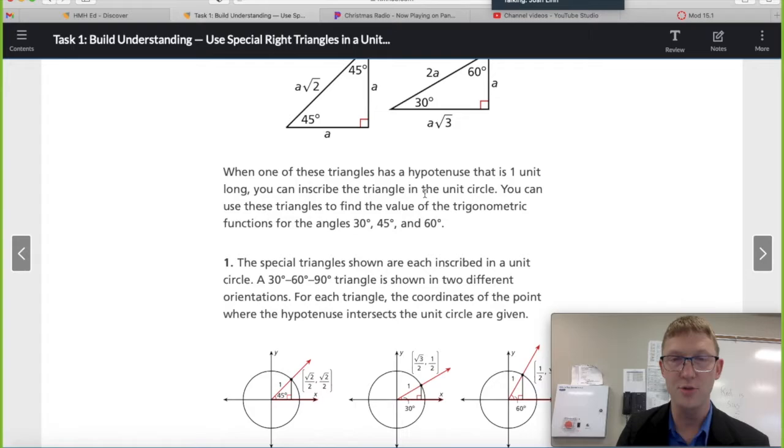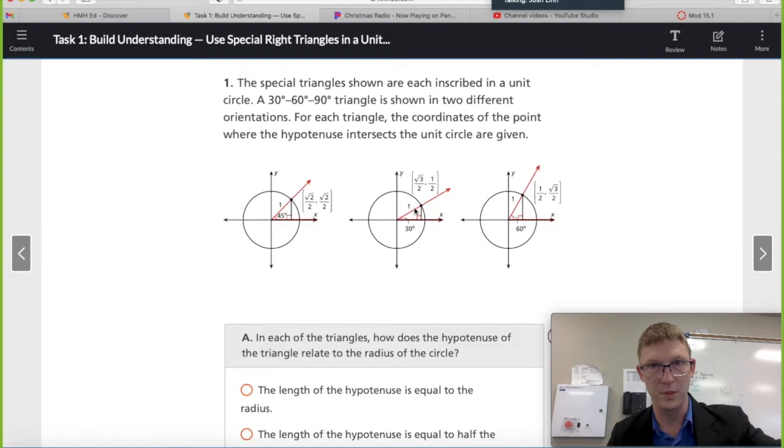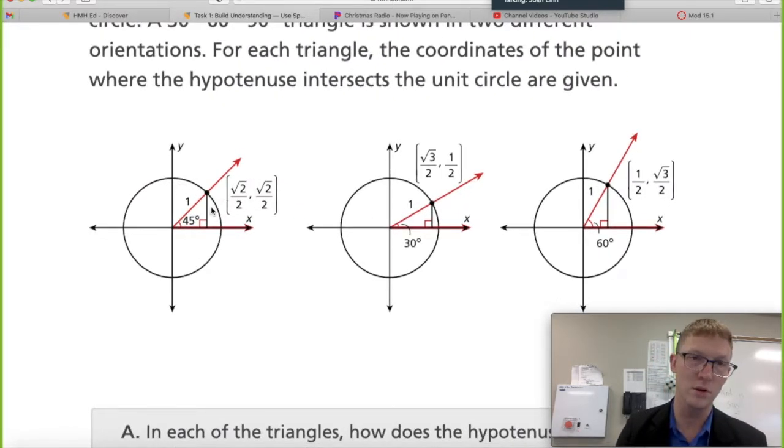So you can describe the triangle in the unit circle. You can use these triangles to find the value of trigonometric functions for the angles 30, 45, and 60 degrees. So let's check this out. We've got our 45-degree angle here. This is our unit circle. Remember, the radius of our unit circle is 1.